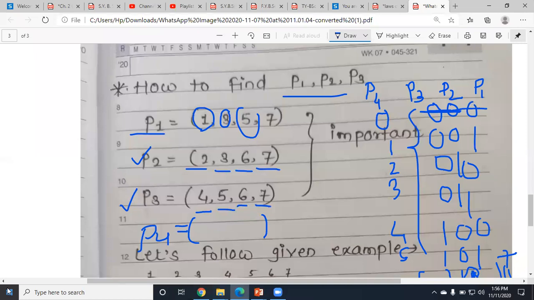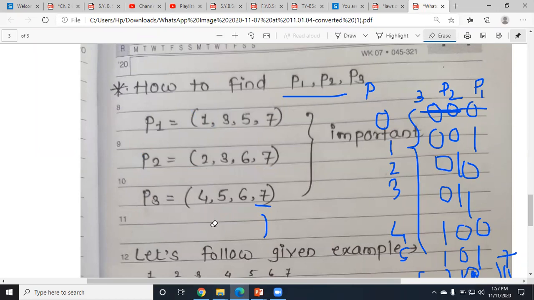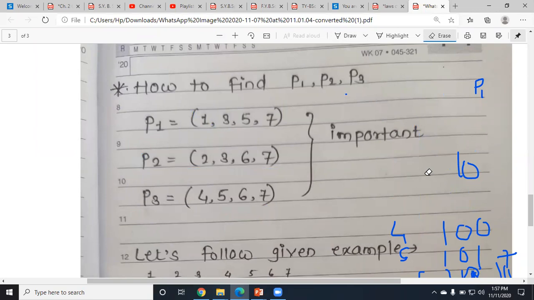Everyone is clear? Good. So we know how to calculate our values of P1, P2 and P3. We just know how to calculate it, right? Let me erase this so that we can move further. Everyone understands this, right? Do I need to explain this again?